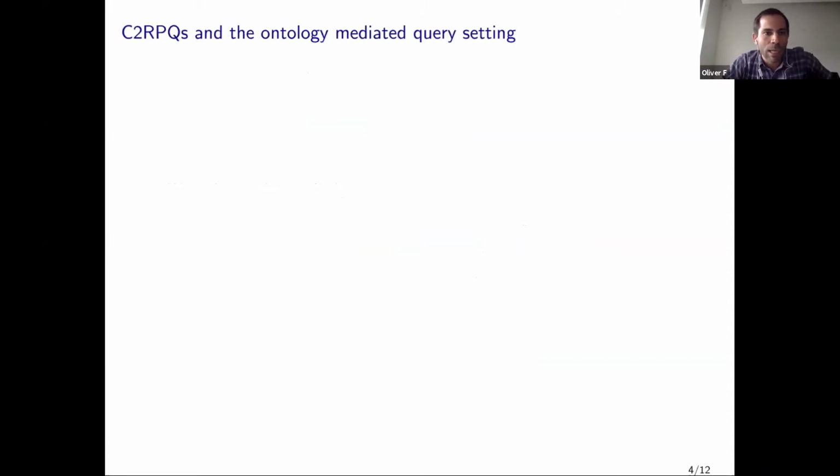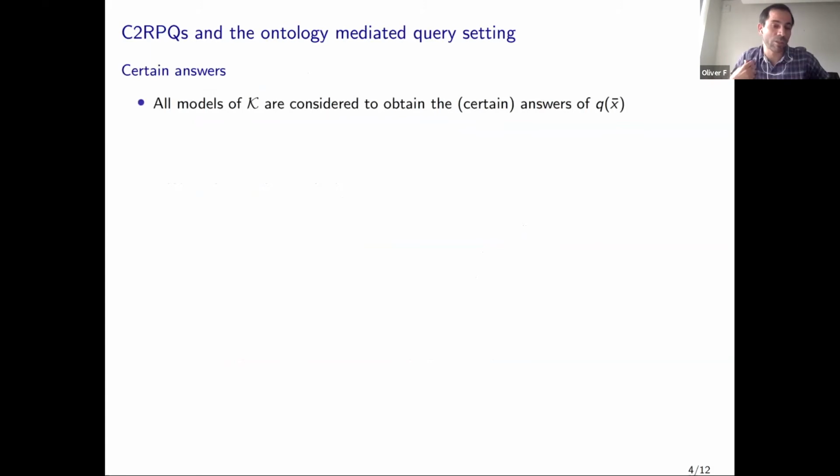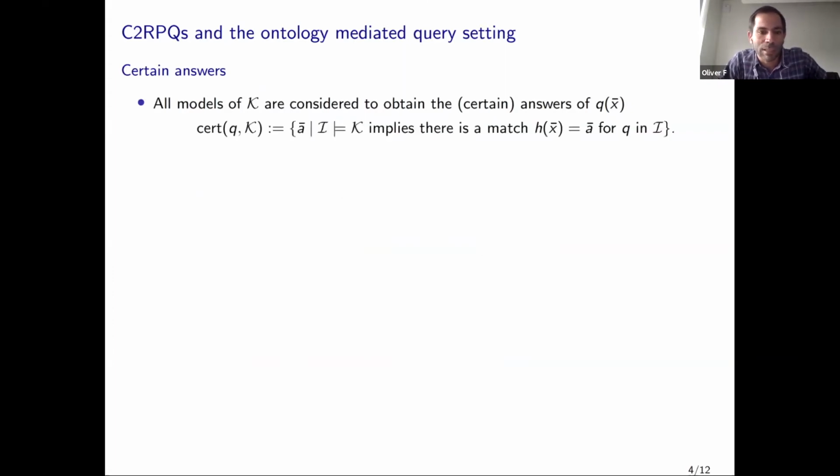Now, I showed you before an example of a conjunctive regular path query over graph databases, and now in ontology-mediated query settings, the open world assumption is considered, and all models of the knowledge base are considered to define the certain answers of the query. And this is defined as those tuples such that there is a match for every model of the knowledge base. So one can find a mapping of the quantified variables such that when we apply this mapping to the atoms of the query, they comply with the respective automata.